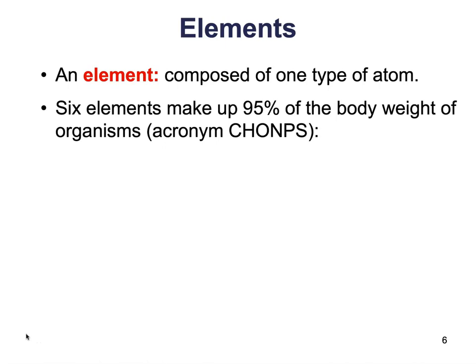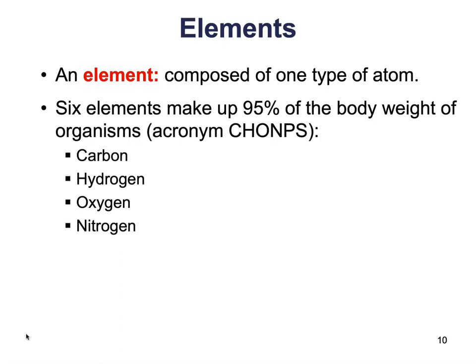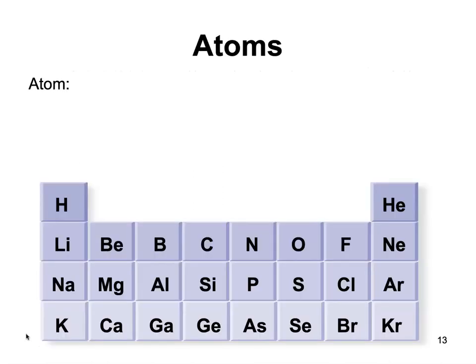You can remember these with the acronym CHOMPS. I know, it's not great, but CHOMPS. Carbon, hydrogen, oxygen, nitrogen, phosphorus, and sulfur. These are what make up 95% of all living things. And the properties of these elements are absolutely essential to the unique functions of cells and their organisms.